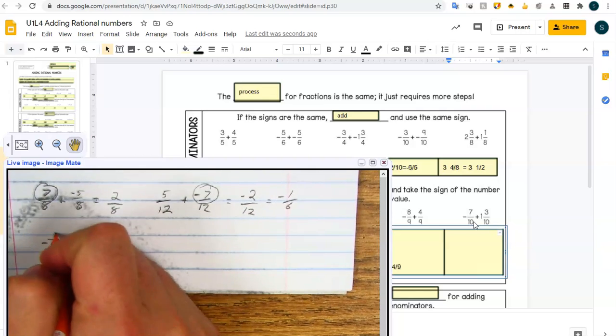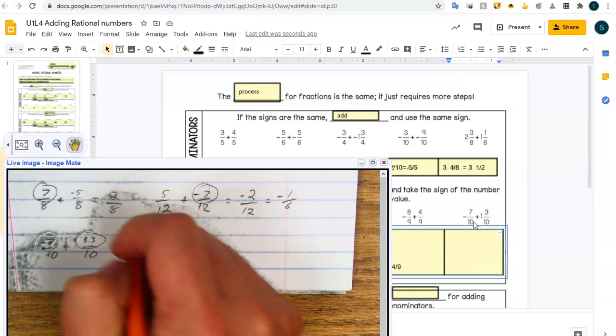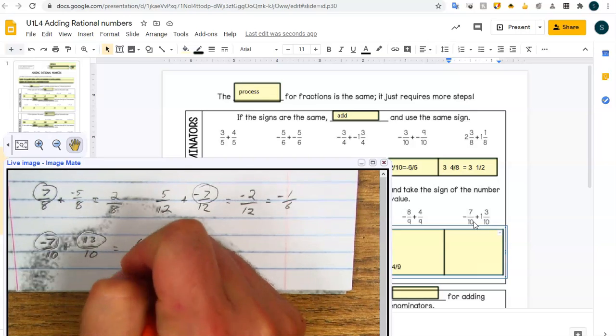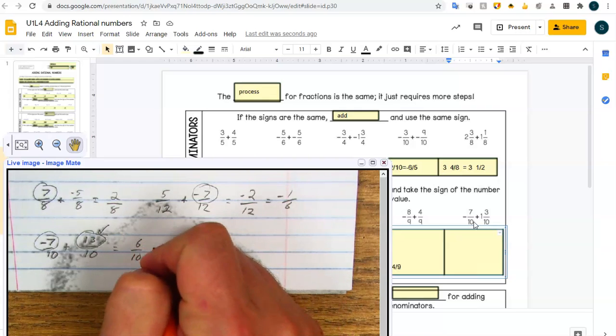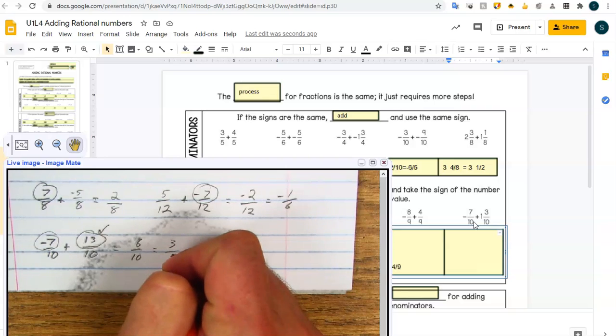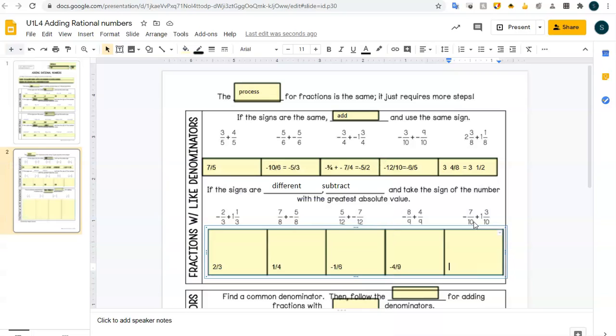All right, so we're looking at the tops here now because the denominators are the same. They're opposite, so we're going to subtract. We get 6 over 10, but our bigger term is positive, so our answer is going to be positive. And this simplifies to 3/5. Okay? So we get 3/5.